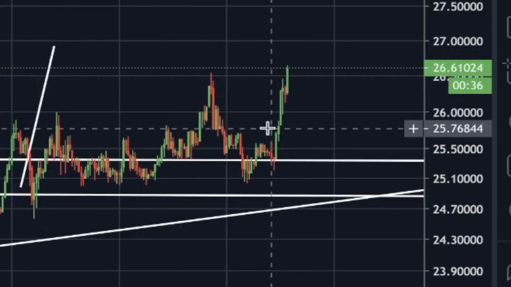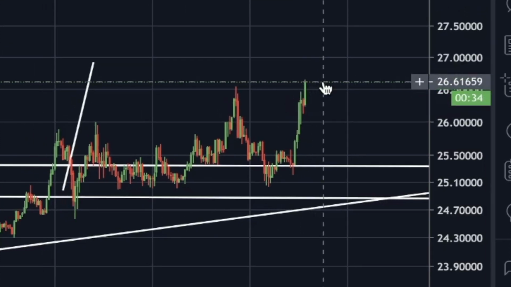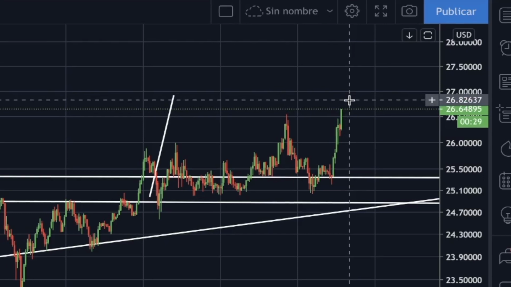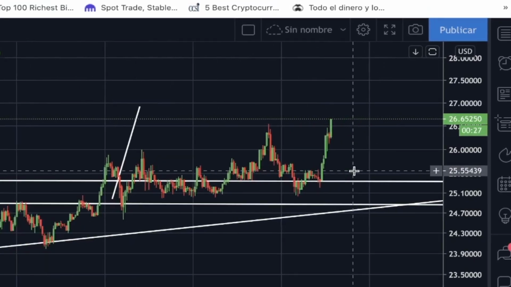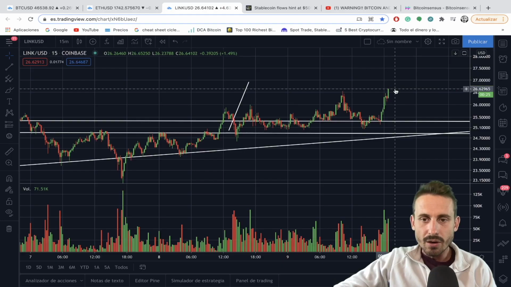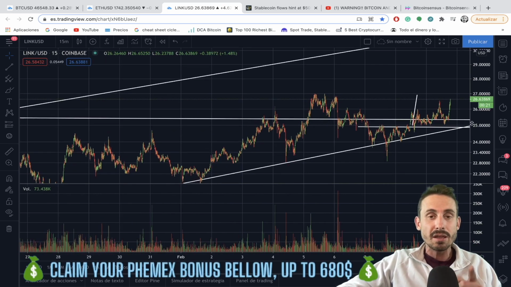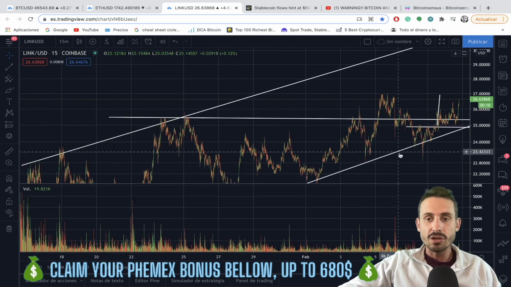Let's take a look at the Link US dollar. It is looking extremely bullish. Look at this candlestick right now. We are just about going to touch my target at the 26.9 levels here. We can see this huge candlestick going to the upside. I'm going to show you why we're potentially going to see $30 here in the immediate short term, guys.